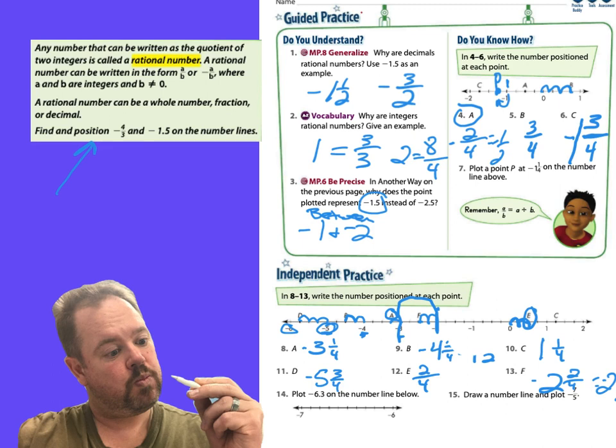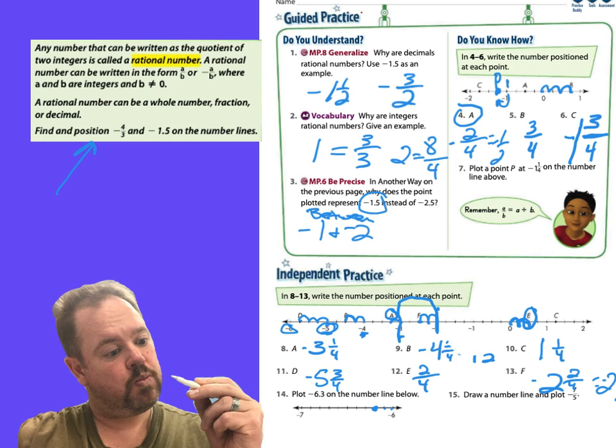14 says plot -6.3 on the number line below. So 6.3 means 6 3/10. So I'm looking at this number line, there's 10 spaces, so I need to go 1/10, 2/10, 3/10. So -6 3/10. Oh, a little too big. Let me redo that. So it'll be 1, 2, 3/10.